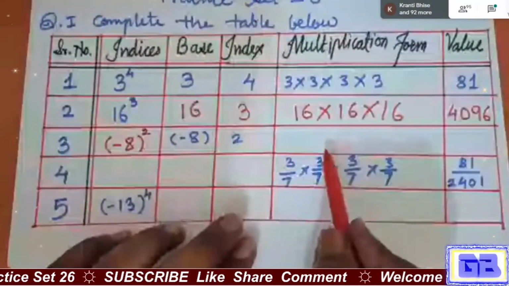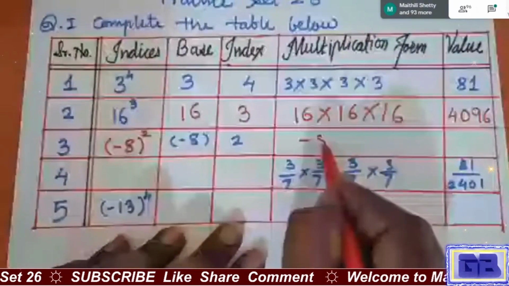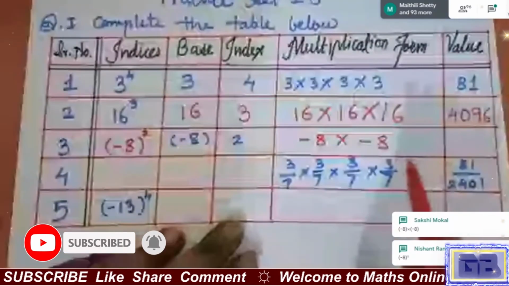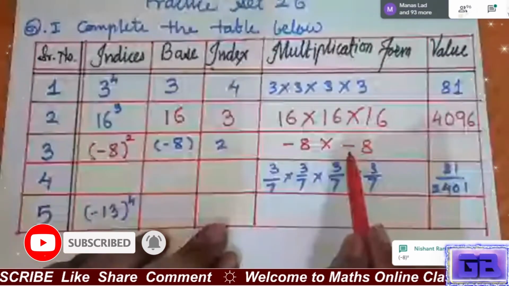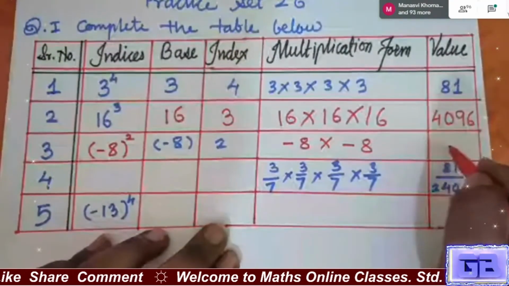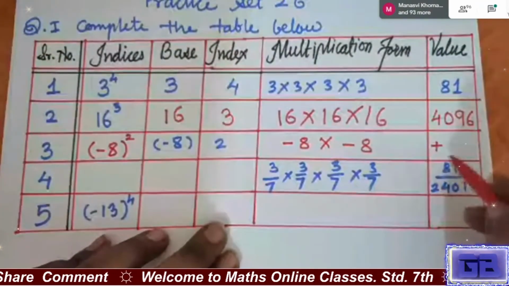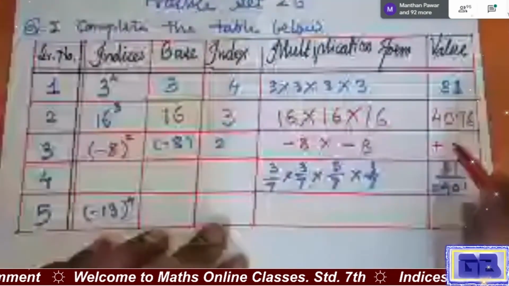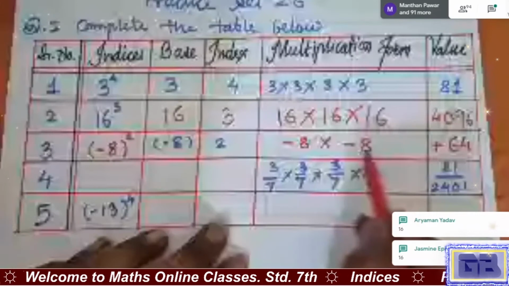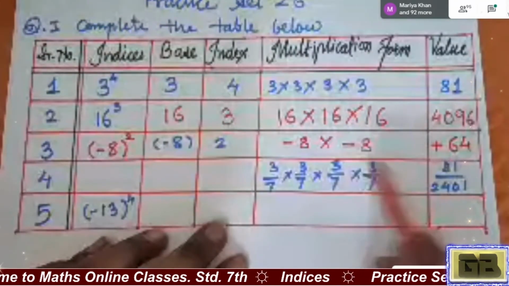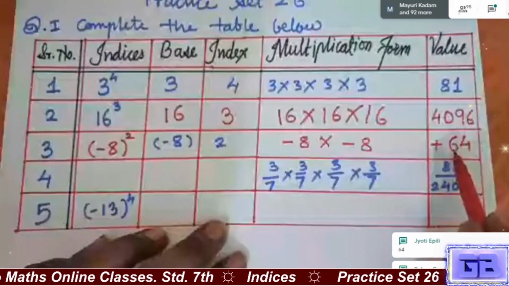Now in multiplication form, -8 into -8, and we know that negative into negative it becomes positive. So if you will write positive, then also it's okay. If you will not write this positive sign, then also it's okay. 8 8s are 64. Don't add it. 8 plus 8, 16, wrong. You have to multiply and your answer must be 64.